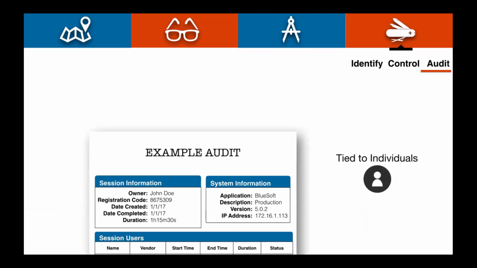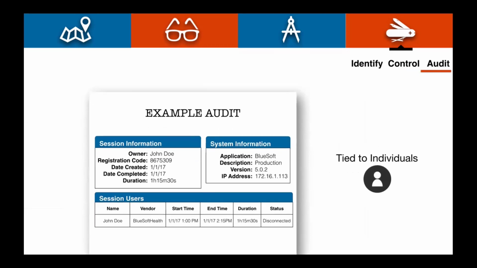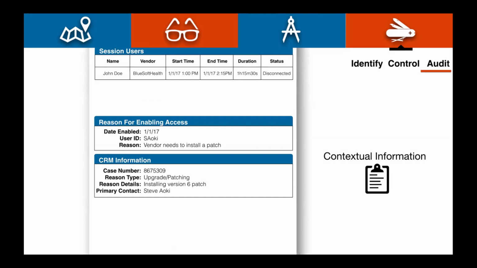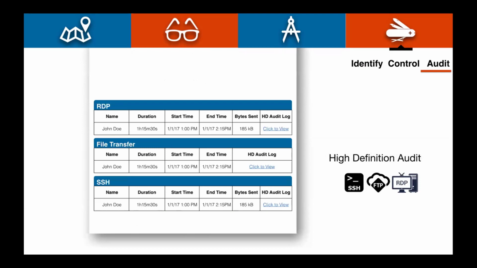And finally, every connection is associated with a high-definition audit trail. That includes some basic information that's always important: the name, the company, start and end times, durations, etc. Some contextual information, which can be really helpful when you're doing more forensics. That is, why did they need to connect? What was the case number? What was the reason for connecting? And then actually what happened. So the person connecting, what they did, to what host.